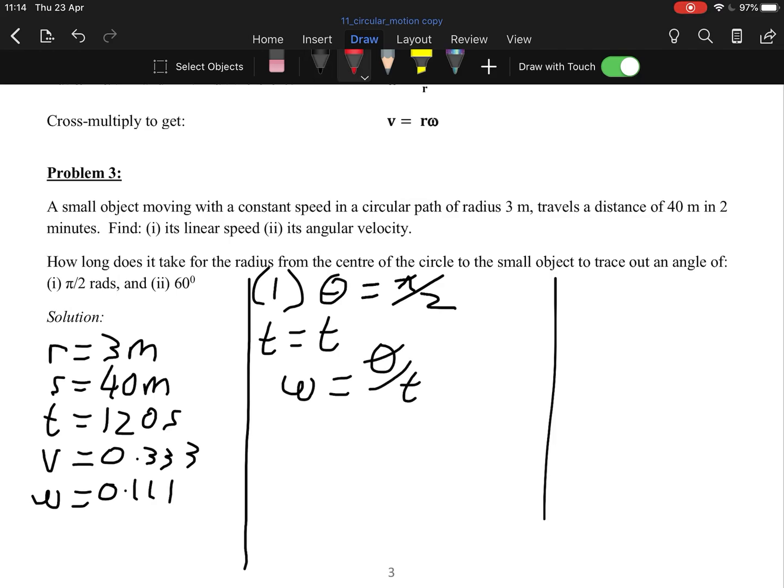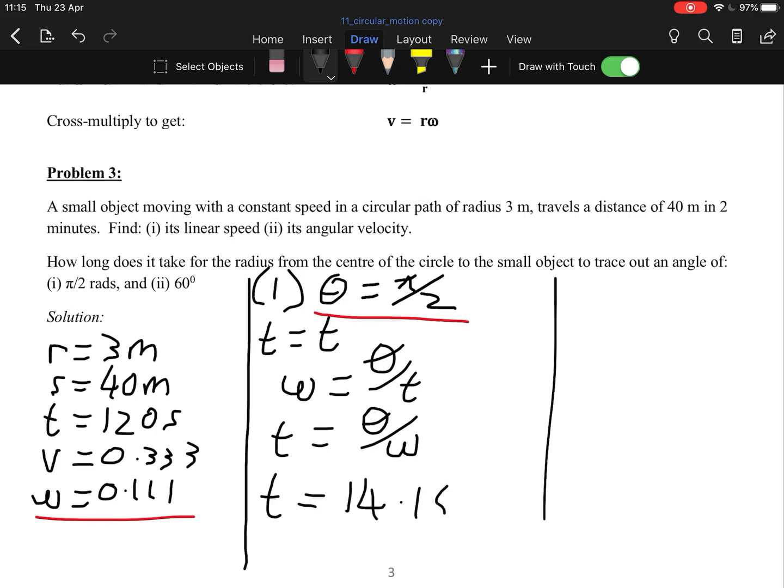Okay, so if you figured it out, it's omega equals theta over t. We got omega in the last part. We have got the angle, so there you go. So rearrange it, make t the subject, so t equals theta over omega. So that becomes pi over 2 divided by 0.1111. So my time, you should work out to be 14.15 seconds.